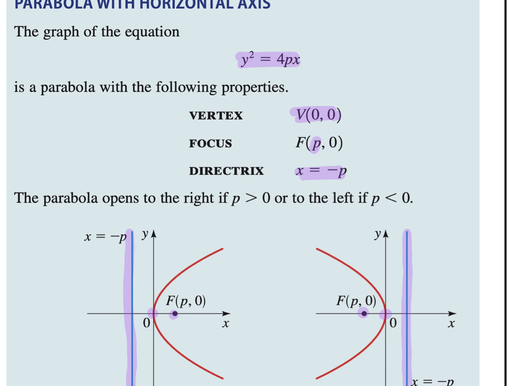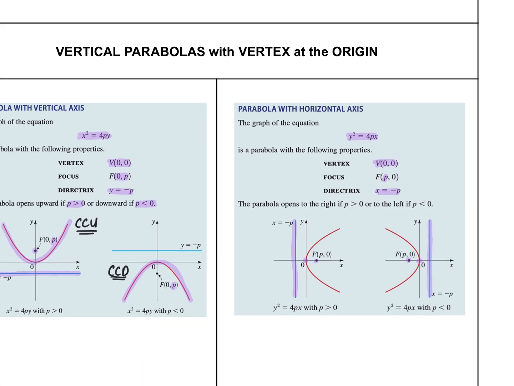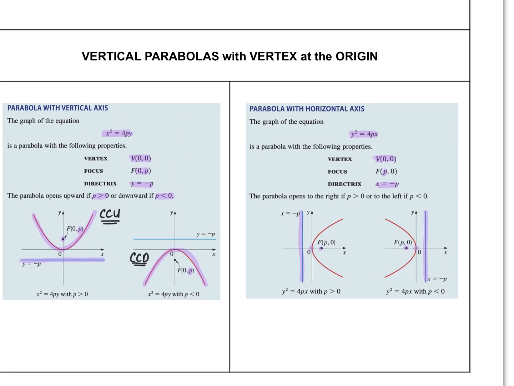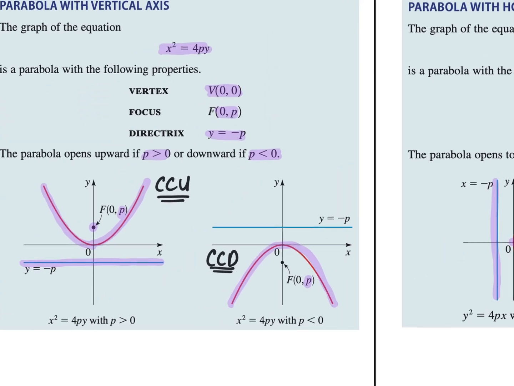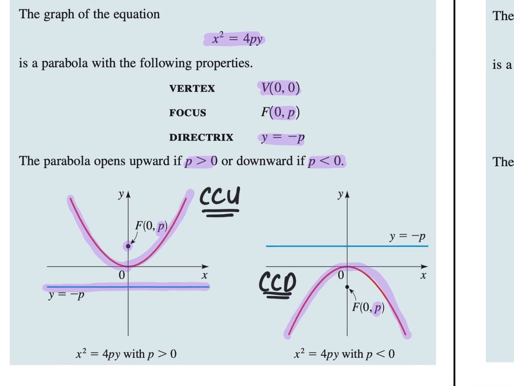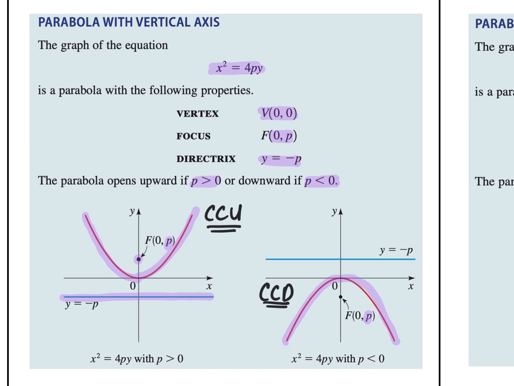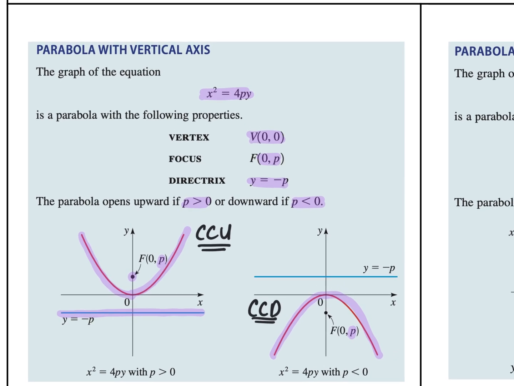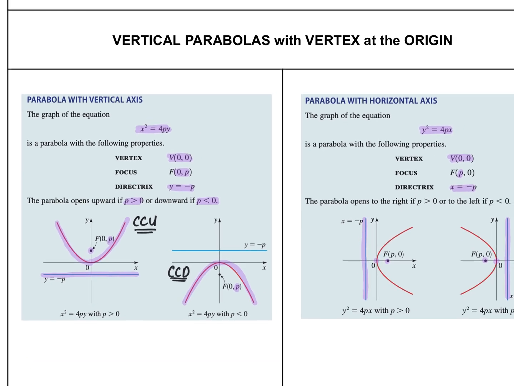negative p. Now, compared to your vertical axis, a parabola with a vertical axis has a directrix of y equals negative p, because the directrix is lying on the y-axis for this concave up parabola, or what we call a parabola with vertical axis.